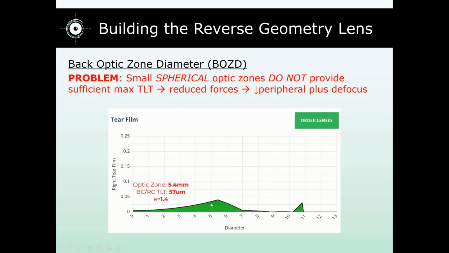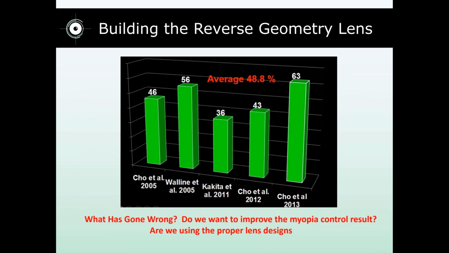What can we do? We can change and incorporate an aspheric design. An aspheric design will push up that max TLT, and you can manipulate the forces that way. So what is the spherical versus aspherical design and why is it important?